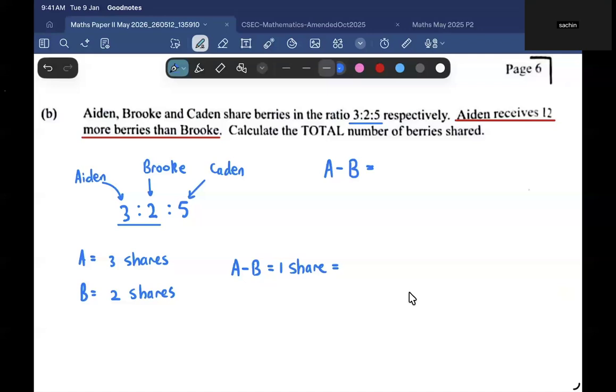Eden receives 12 more berries than Brooke. So, Sachin, read that back one more time. Eden receives 12 more berries than Brooke. So, Sachin, if I take the amount of berries Eden has and I minus the amount of berries Brooke has, what will our number be? If I knew the number of berries Eden had and I minus the amount of berries Brooke had, what would that be equal to?